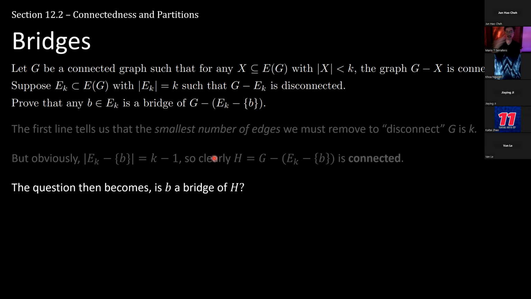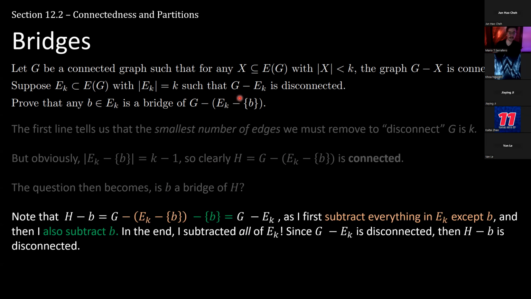So then the question becomes, is B a bridge of this set here, which is the one we're asking about? And the answer is yes, because we know that H is connected. So if B is a bridge of H, then whenever I take away B, H needs to become disconnected, or the result needs to be disconnected. Okay, so suppose I take away B.